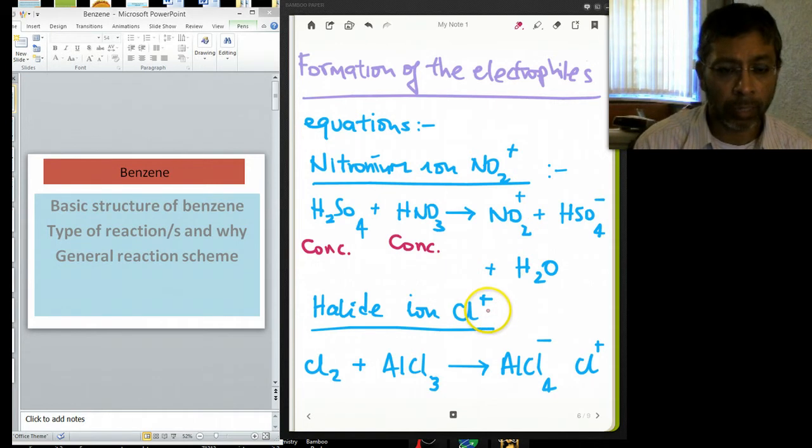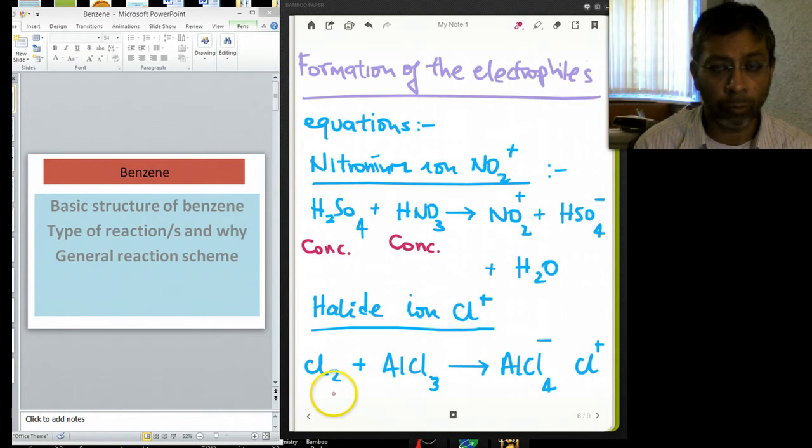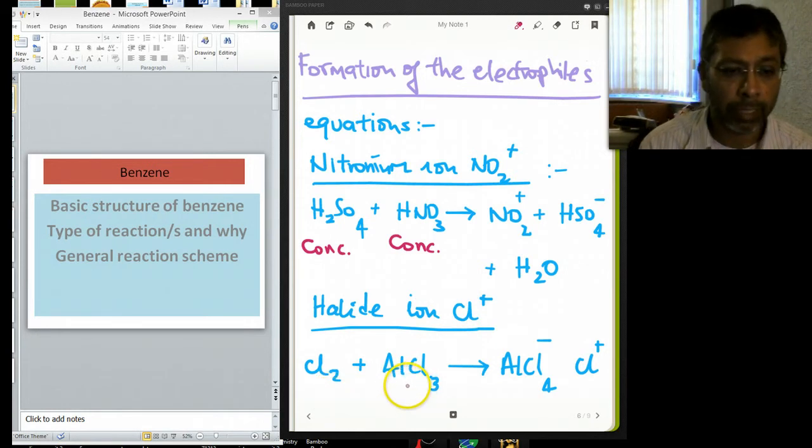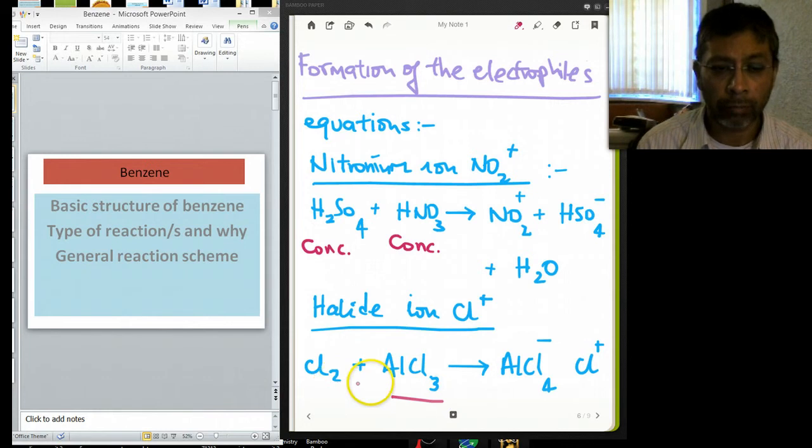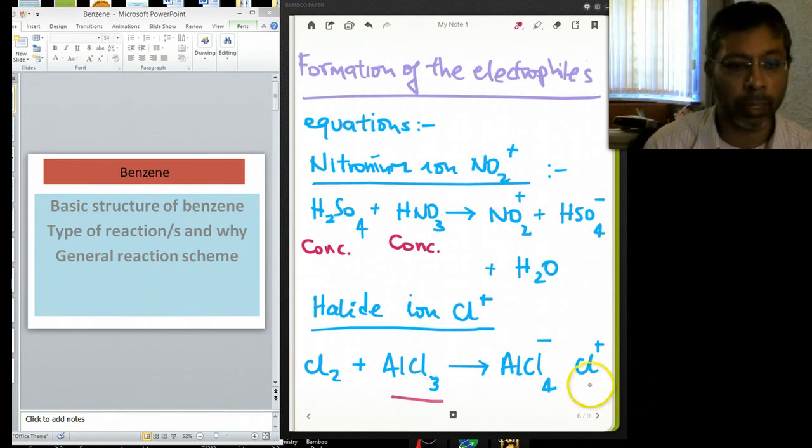If you want to make a Cl plus ion or a Br plus ion, you'll have to react the chlorine molecule or bromine molecule with your catalyst, AlCl3 each time, and you get AlCl4 minus and your electrophile. This is called a halogen carrier because it'll hold one Cl minus ion for you, while the other Cl plus ion will go on to attack the benzene ring.